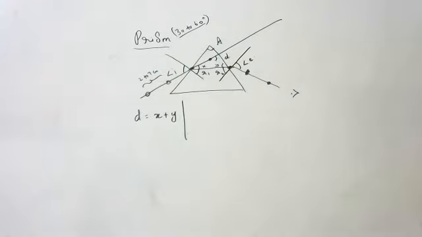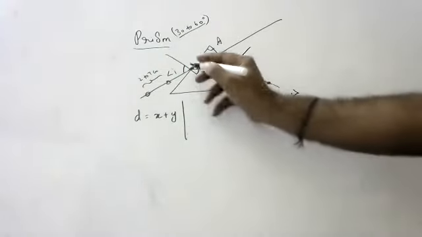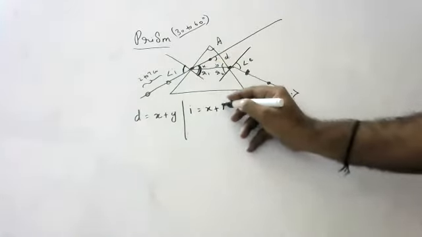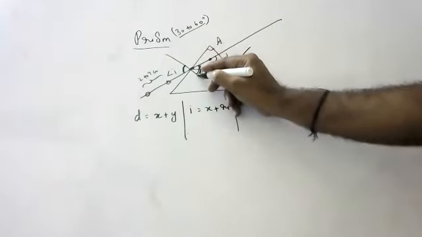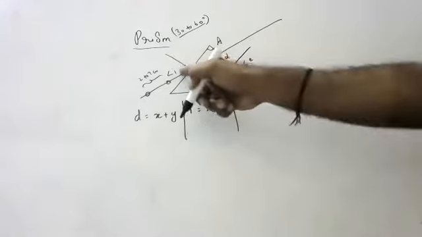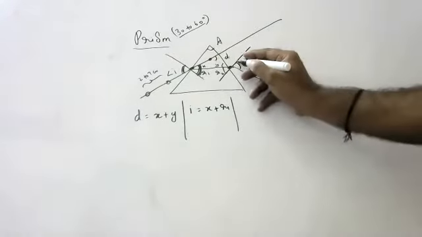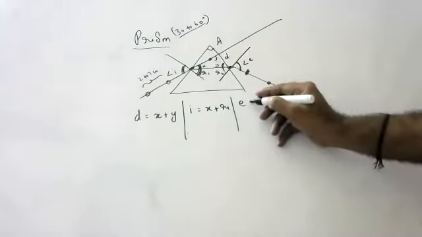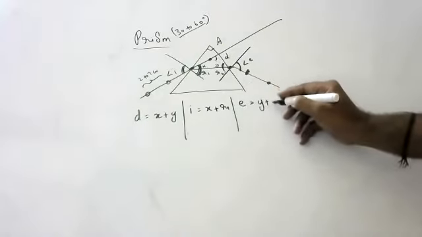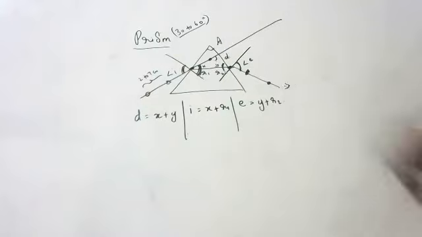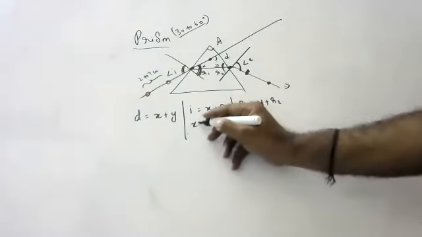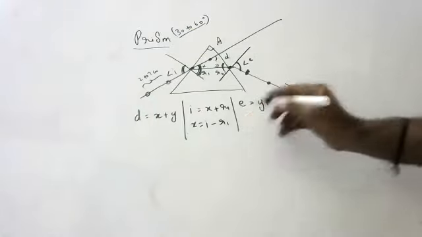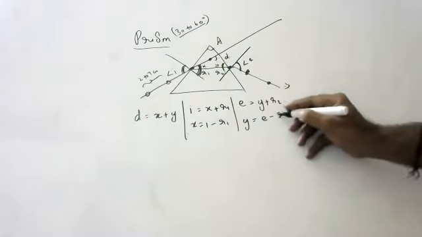Okay. Now you see, we know vertically opposite angles are equal. This and this are vertically opposite angles. Means i will be equal to x plus r1. In the same way here also, vertically opposite angles are equal, so the angle of emergence e is equal to y plus r2. Now x we can write as i minus r1, and y we can write as e minus r2.